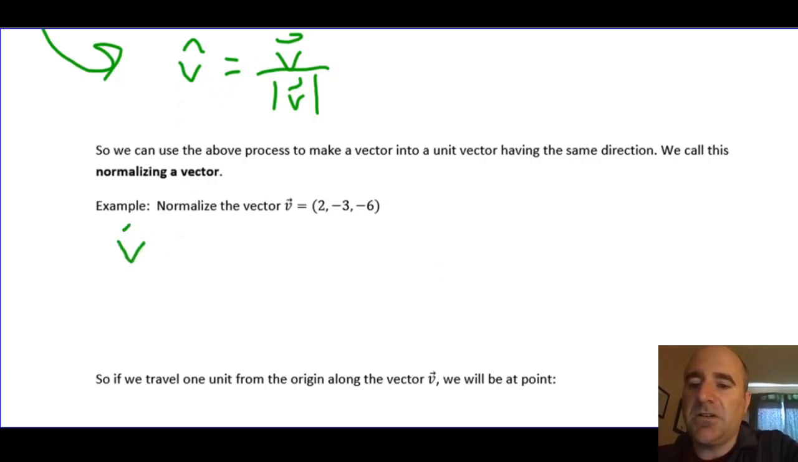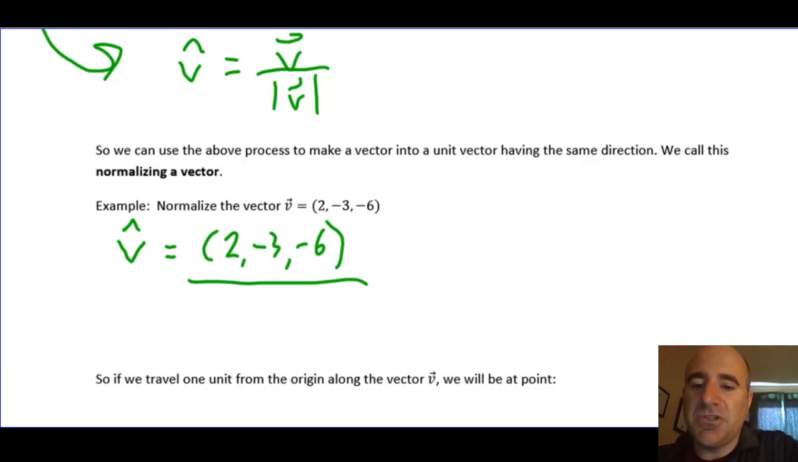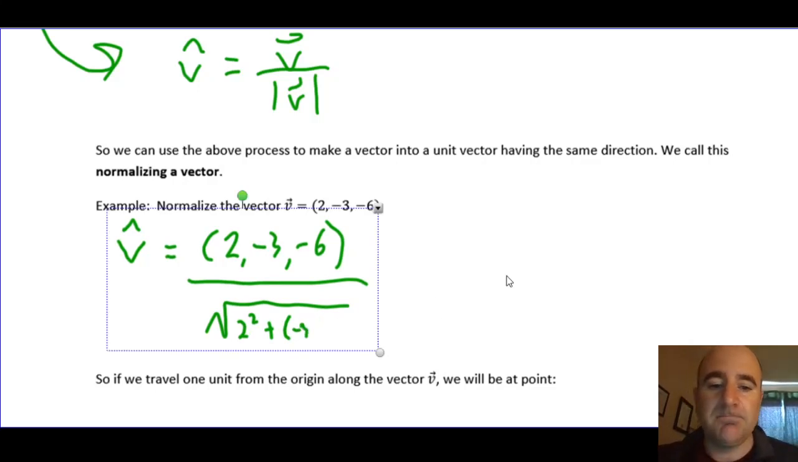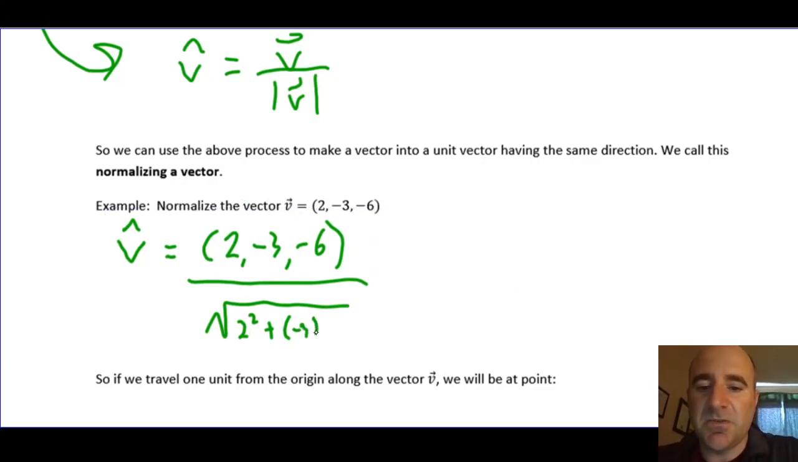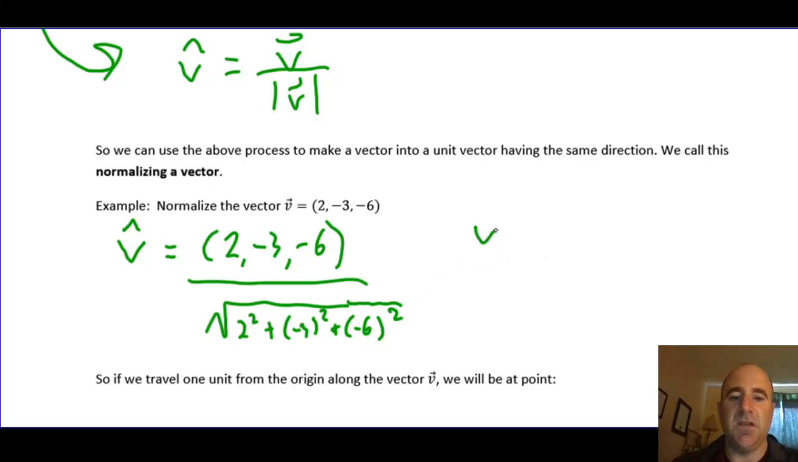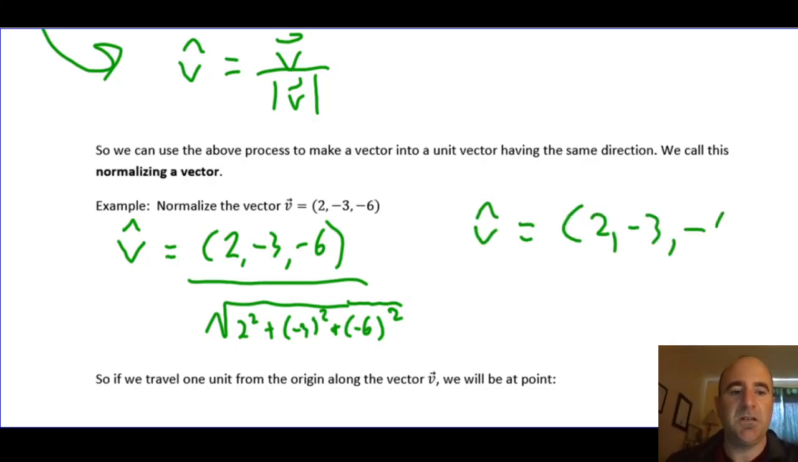So a unit vector in the direction of V will be the vector V, 2, -3, -6, divided by the magnitude of V, which is the square root of 2 squared plus -3 squared plus -6 squared. Okay, that gives us V being 2, -3, -6 divided by the square root.